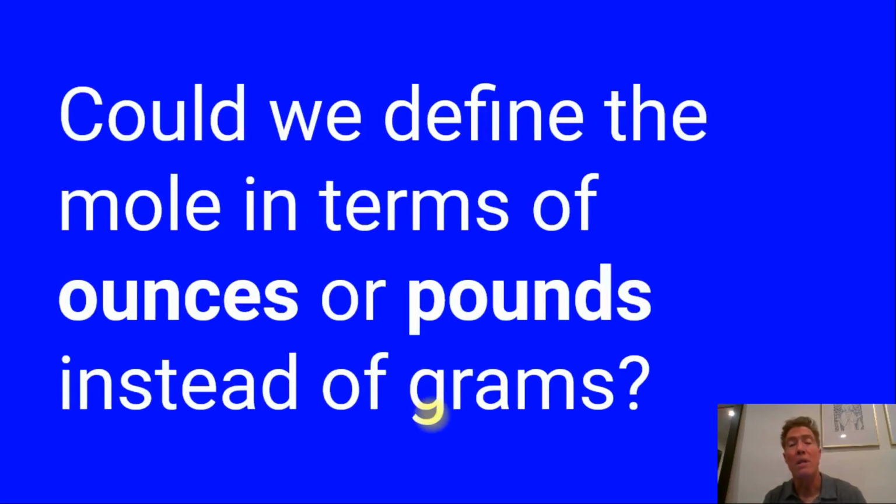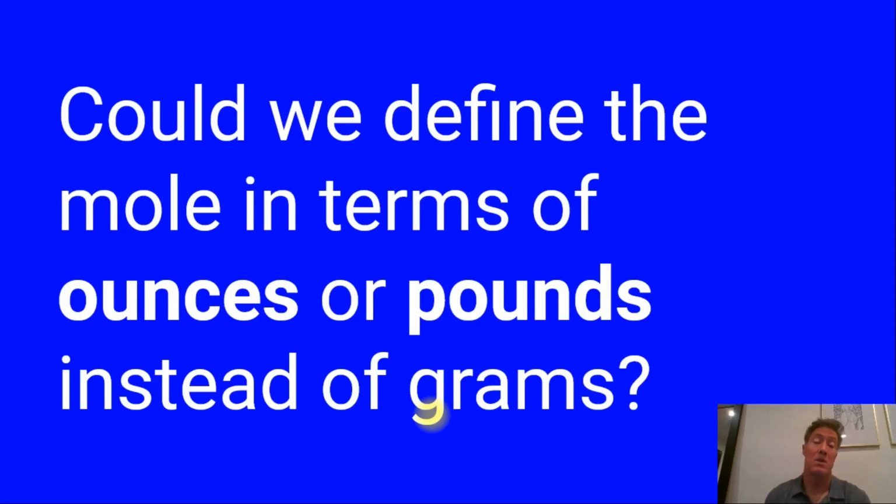Could we define the mole in terms of ounces or pounds instead of the way we do in terms of grams? Now think about that. What if, instead of saying that a mole of carbon 12 is 12 grams, the amount of grams equal to its atomic mass, what if we said the mole is going to be defined as 12 ounces of carbon 12 or 12 pounds of carbon 12? Could we define the mole that way?